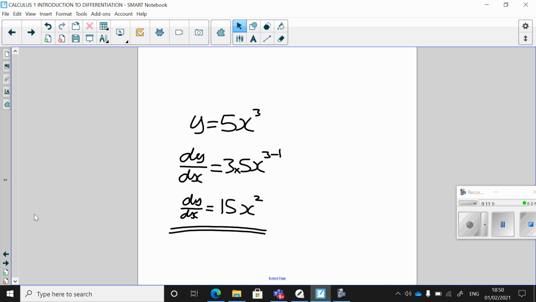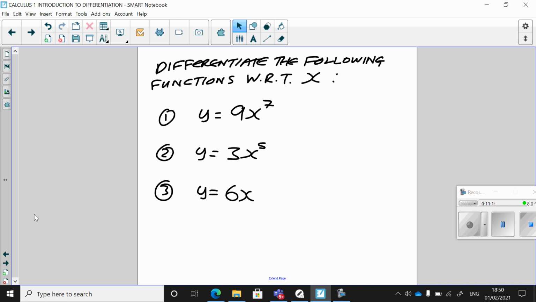You'll actually be determining a gradient function, which is a steepness or a rate of change. Okay, so you've got three to try. Why don't you pause this little video here and have a go at that? 9x to the 7, 3x to the 5, and 6x. Have you paused it?